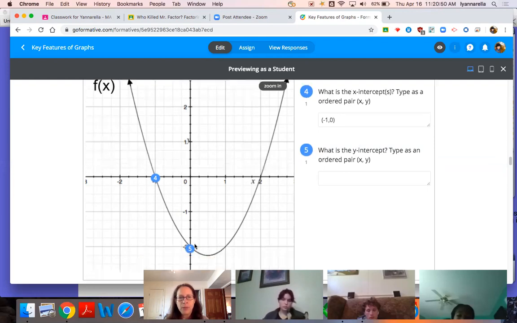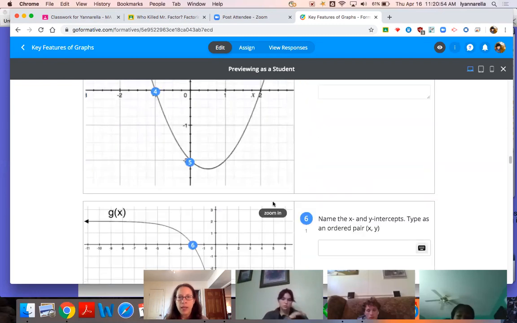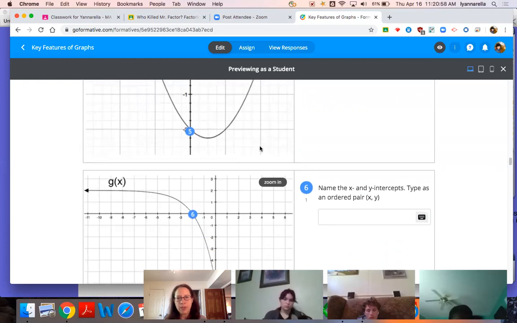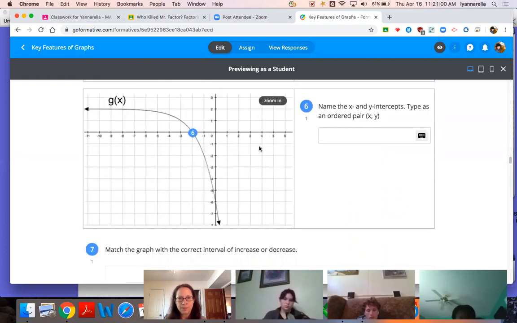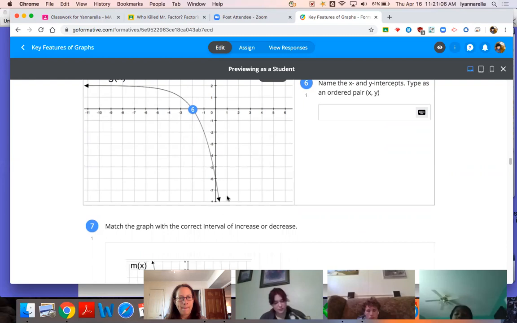And for the y-intercept, I see one here. You need the ordered pair in the workspace. The closer you type it exact, the better off you get it right, because if you miss something like a comma, it's going to say you're wrong. Here's another x and y intercept. You have to type as an ordered pair, something, comma, something.